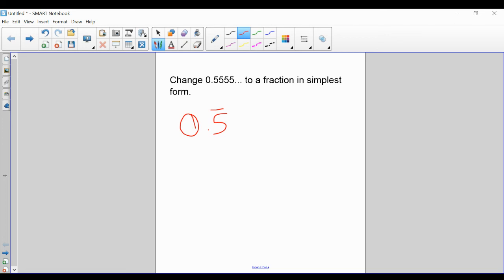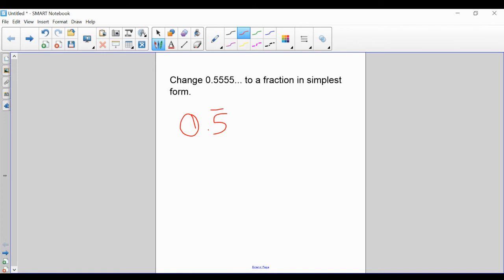So this is Mrs. Misiolek-Lee, and I'm going to be showing you a few examples today of how to change a repeating decimal into a fraction in simplest form. So the first example says 0.55555 with 3 dots behind it. The 3 dots behind it indicate that it repeats to infinity.